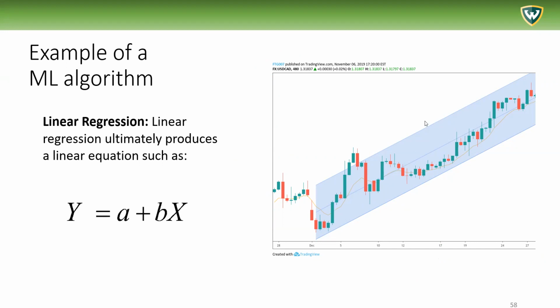So the linear regression ultimately produces a linear equation, such as the one represented here, which you may be familiar with. So Y is the outcome of interest. In our case, this is going to be price. A is the y-axis intercept. So this is like the baseline where we're starting. B is the coefficient, or effect size coefficient. And X is the data point itself, the data value. In this case, it's going to be some kind of time.